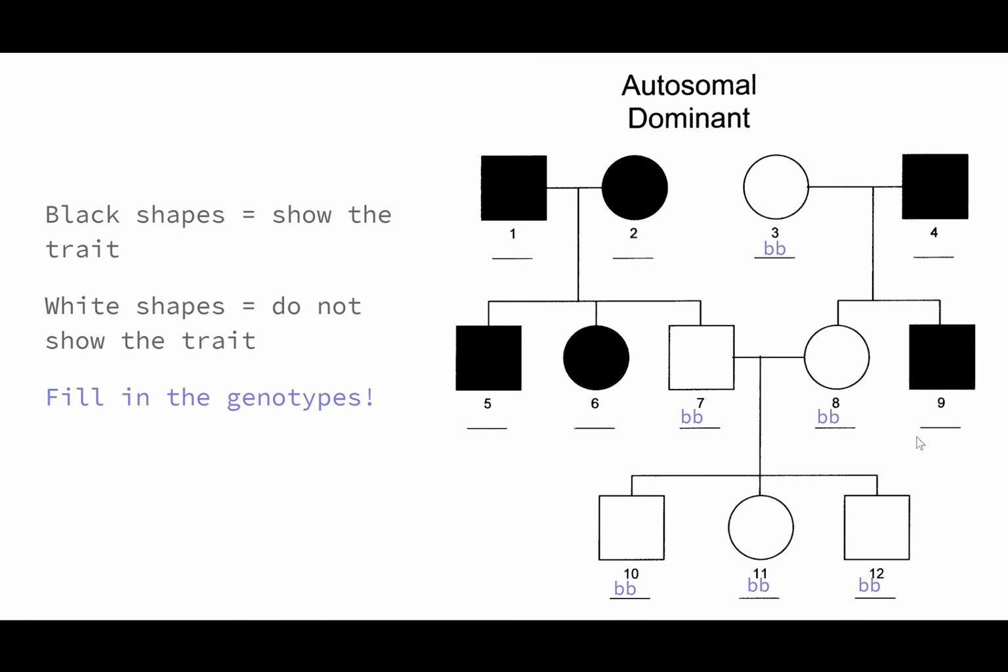Okay, so let me see. I think I have that in there. Good. Right, and so we've figured out the genotype for individual 4 by kind of backtracking from their children.